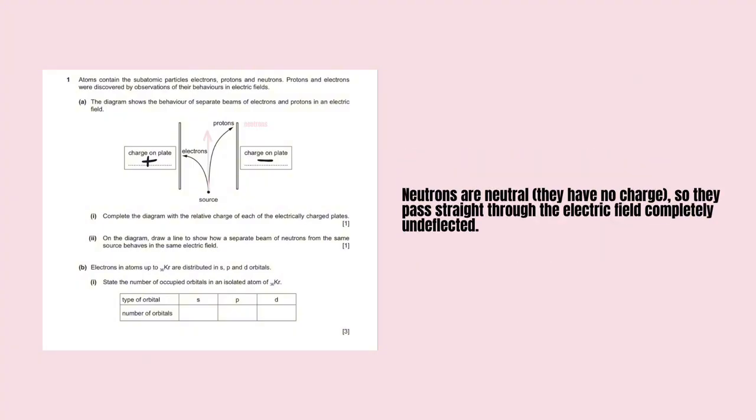Now for part A2, how do neutrons behave? Neutrons are neutral. They carry absolutely no electrical charge. Because of this, they experience no attraction or repulsion from either plate. As a result, the neutron beam travels completely straight right through the middle, entirely undeflected.